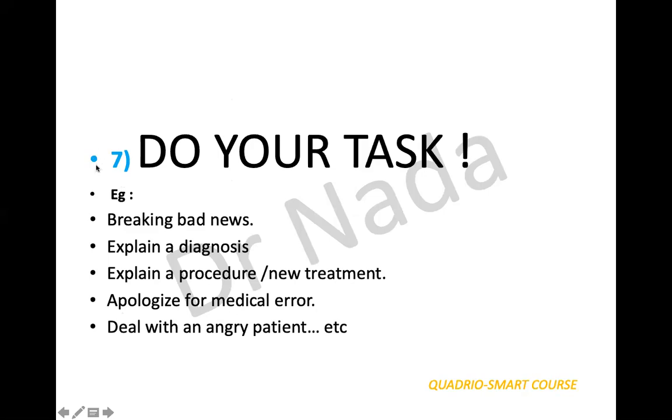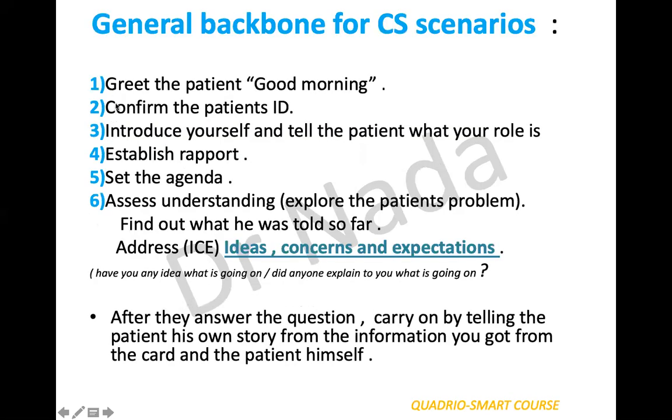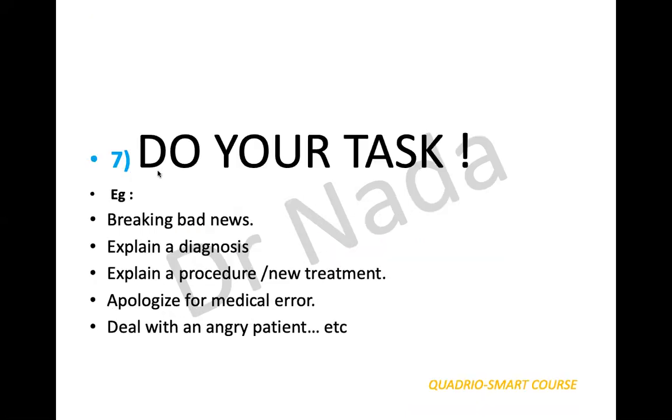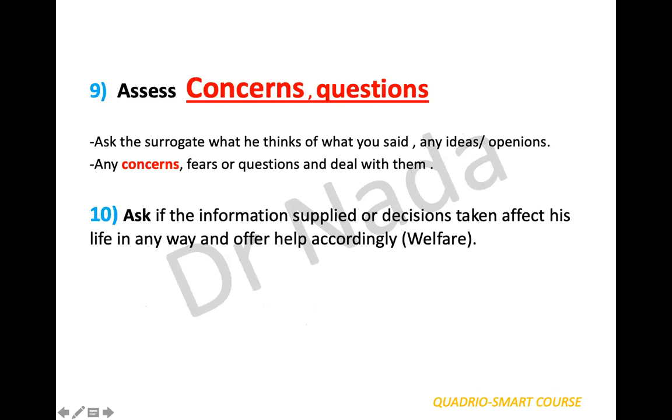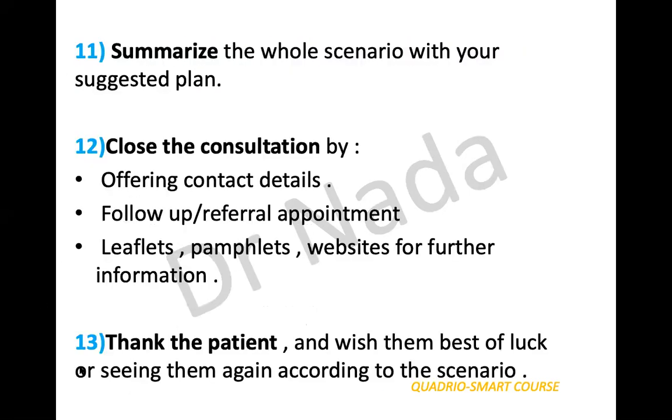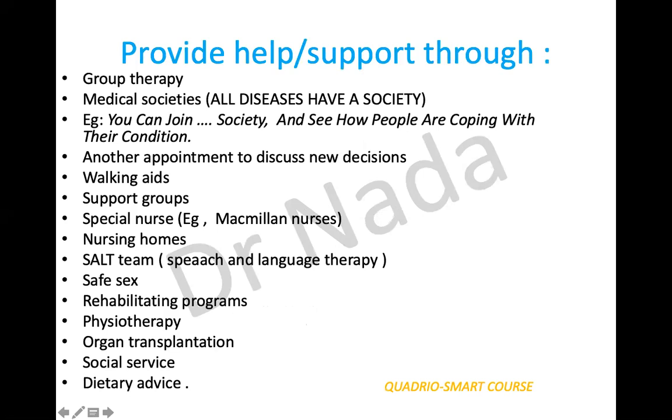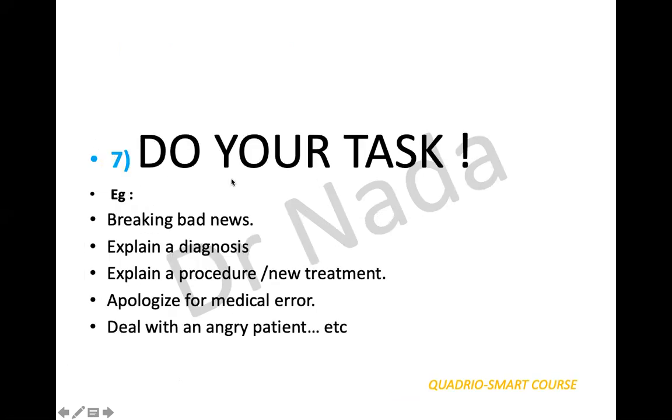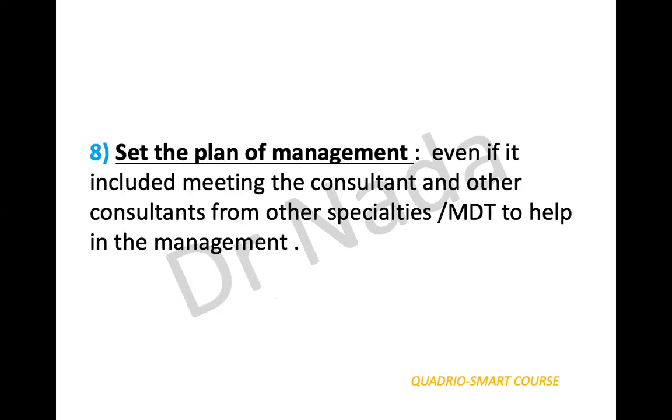All right, this is number 7. So the first 6 steps are the same for nearly all communication scenarios. I'll show you the exceptions as we go with the lectures. So the only difference is number 7. After 7, steps 8, 9, 10, 11, 12, till 13, till the end, are common again. So the difference is number 7, where according to your given task, you have to add in specific tasks, to break the bad news or explain diagnosis. After that, you will get back to the general backbone, and set the plan of management.